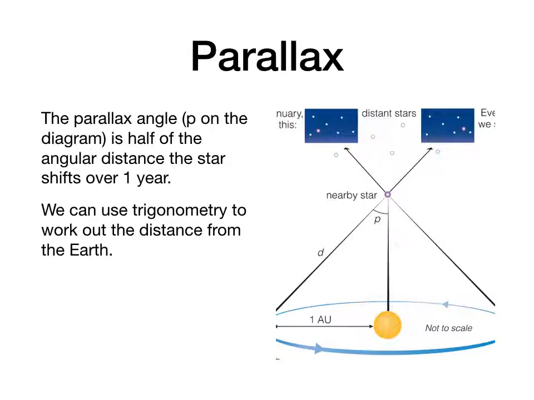Now, what's actually going on is they are moving. It's a very, very small angle. We need much, much smaller than a degree. So we need telescopes to be able to see it.